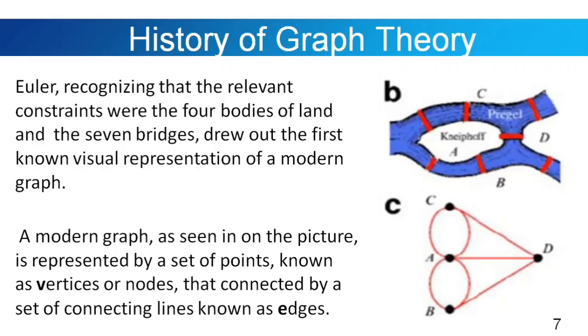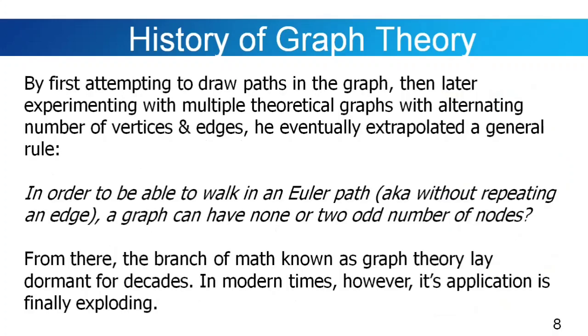A modern graph, as seen on the picture, is represented by a set of points known as vertices or nodes, connected by a set of connecting lines known as edges. By first attempting to draw paths in the graph, then later experimenting with multiple theoretical graphs with alternating numbers of vertices and edges, he eventually extrapolated a general rule. In order to be able to walk an Euler path, also known as walking without repeating an edge, a graph can have none or 2 odd-numbered nodes.